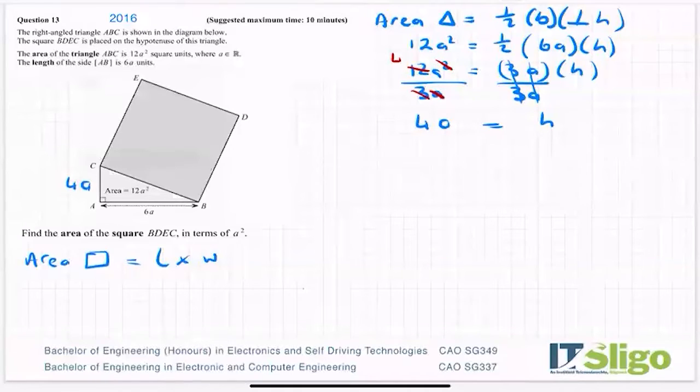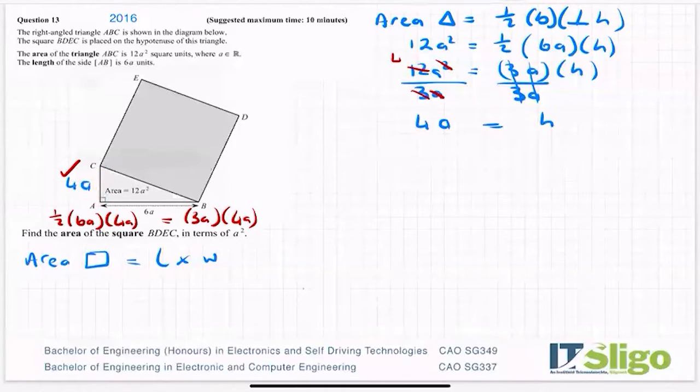Okay, so if I try half the base by the perpendicular height, just to make sure I'm right, can you see I would have half of 6a by 4a. Half of 6a is 3a by that 4a, and that indeed does give you 12a squared. So I'm happy now with my 4a. So that length of the side down here is 4a.